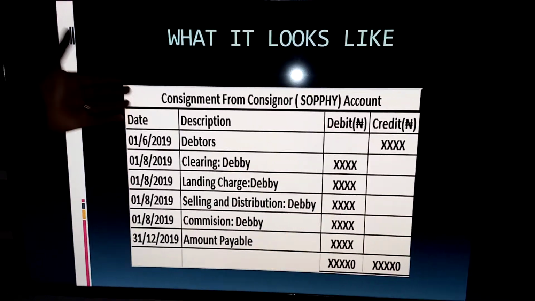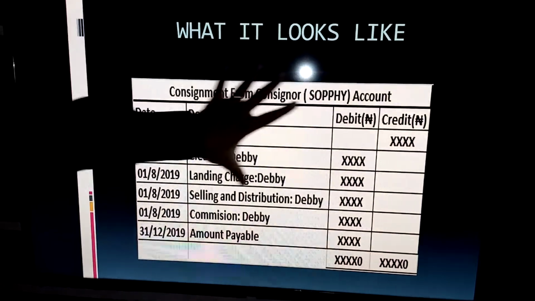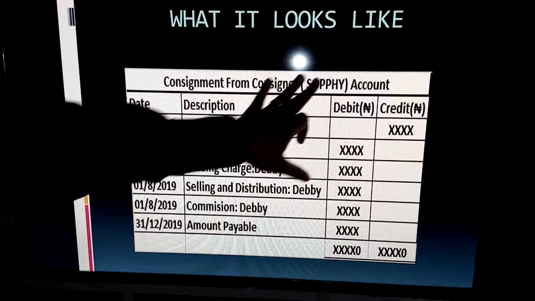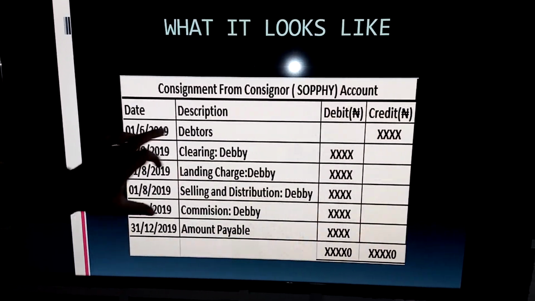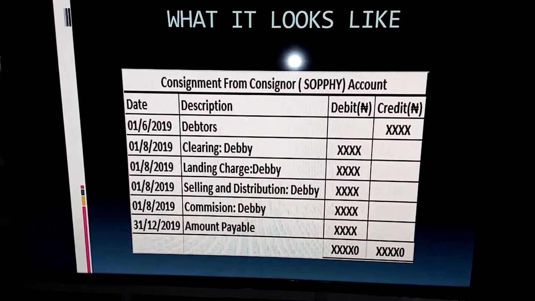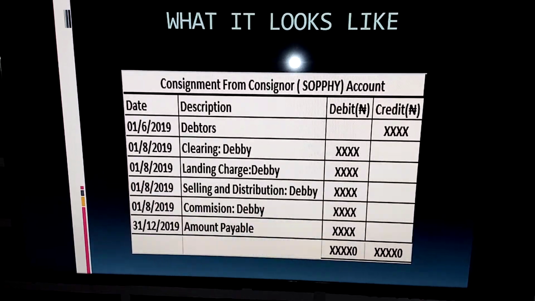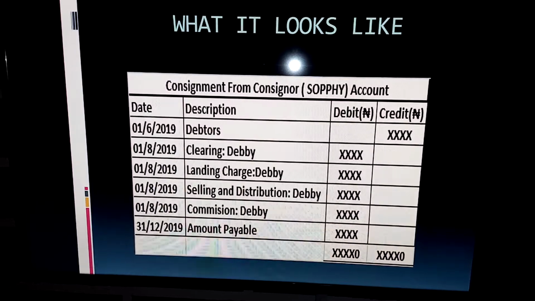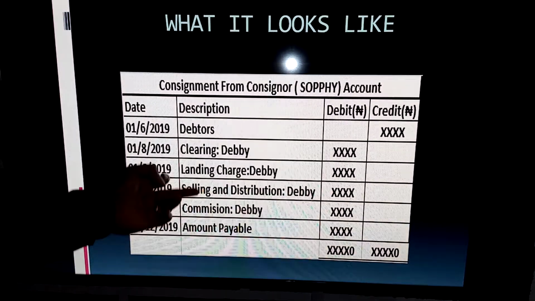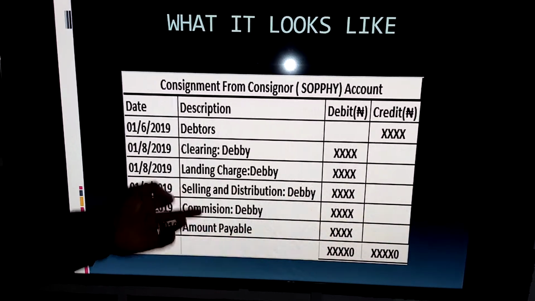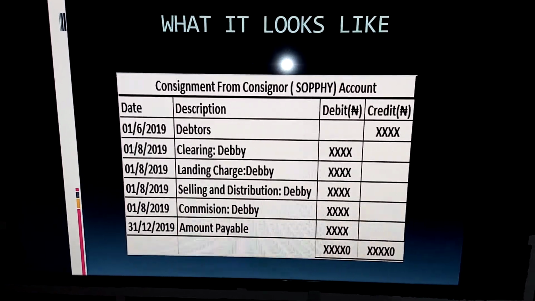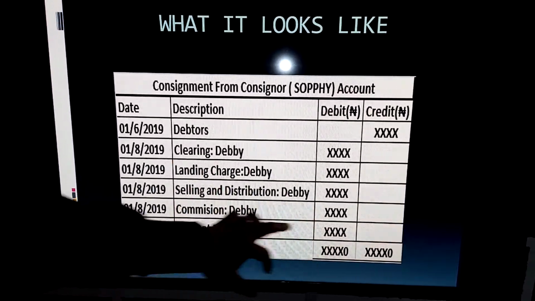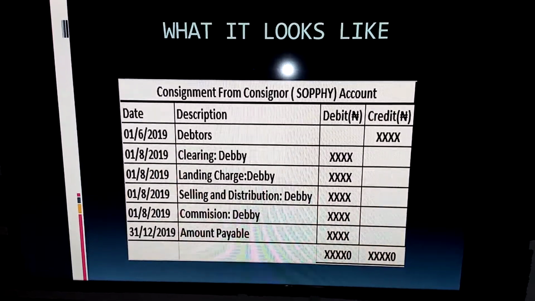So as you can see, this is goods from consignor. This is goods consignment from consignor. Sophie is the consignor here. We can just say goods consignment from Sophie. Okay, so we have debtors. Debtor is the customer that the consignee, which is Debbie, has sold the goods to. So this is more like the sales in the hands of the consignee, which is Debbie. So Debbie makes all her payments. You can see her payment is here. From her own perspective, she only records the payment expense that she has incurred against the sales made. So at the end of the day, you get the amount that you have to pay Sophie.